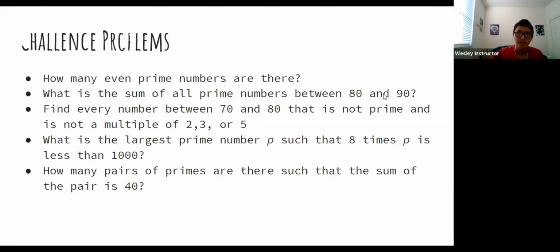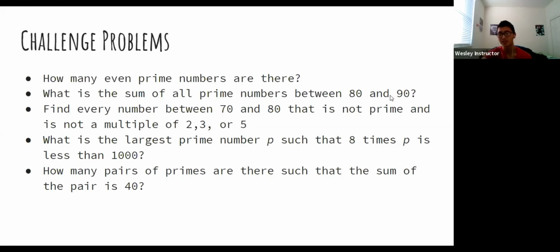So 81, that's divisible by 9. That's actually the square of 9, so that's out. And we get rid of all the even numbers. So 82, 84, 86, 88, those are all out. And the first prime number we come across is 83. So that is one prime number. 85 is divisible by 5, so that's composite, that's not prime.